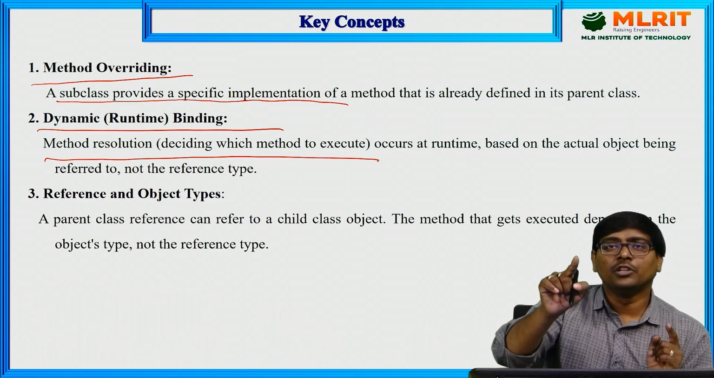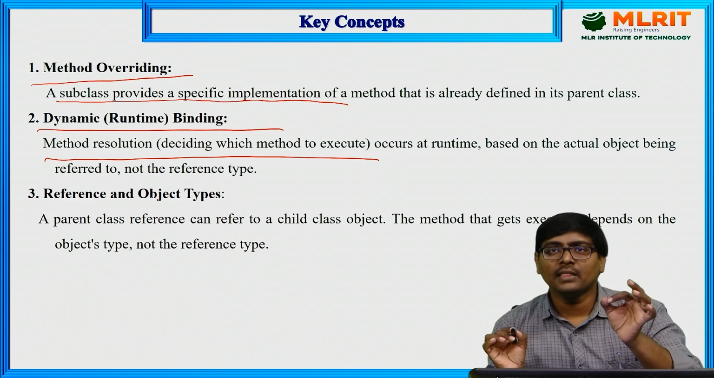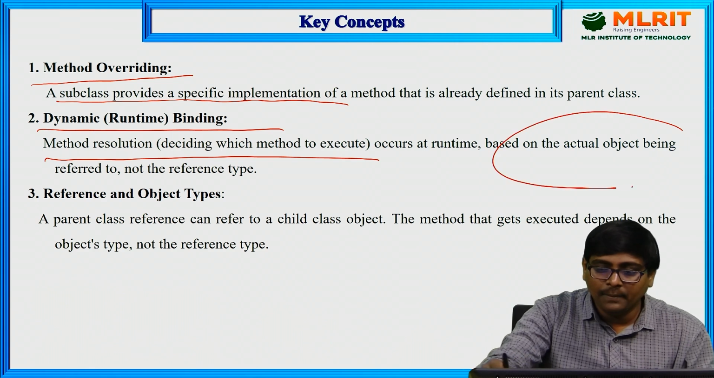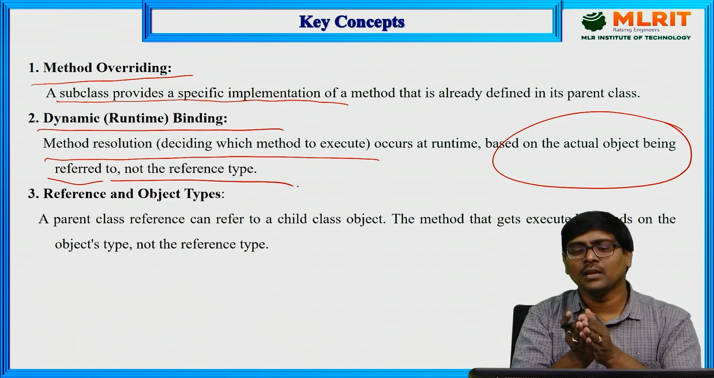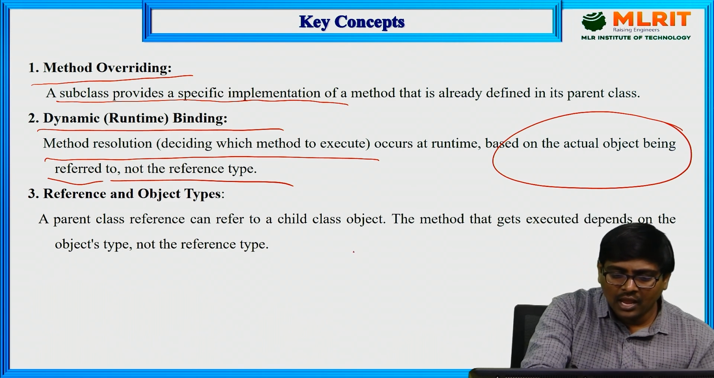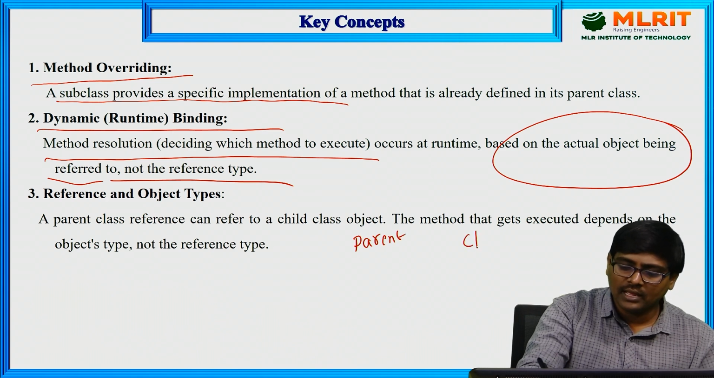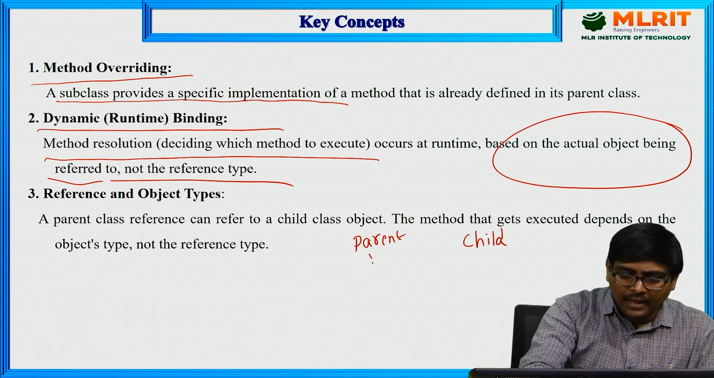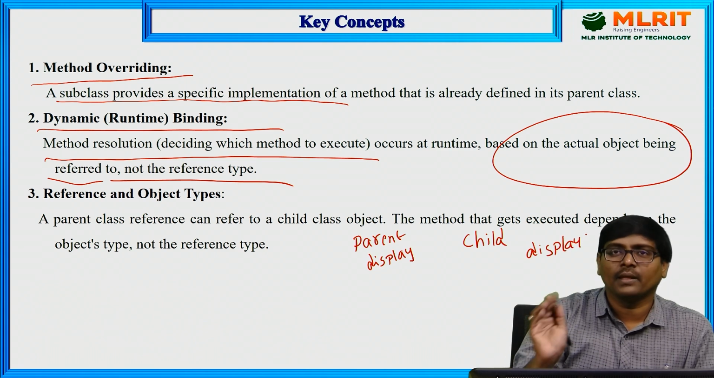Just now, which method is executed? Here, the most important thing: which method is executed depends on the object being referred to, not the reference type. What is the meaning of this? Suppose I have one parent class, assume the name is Parent, and a child class, assume the name is Child. Two classes are there. The parent class consists of one method, display. In the child class, I overrode the method display.